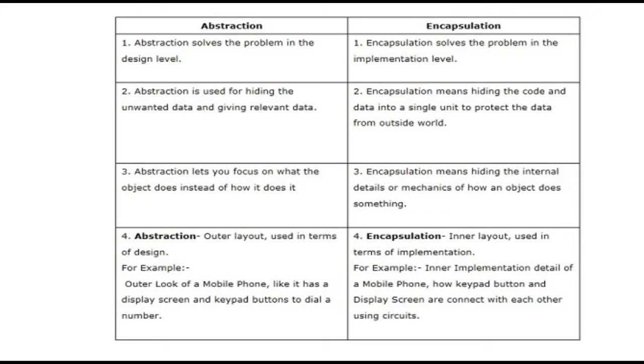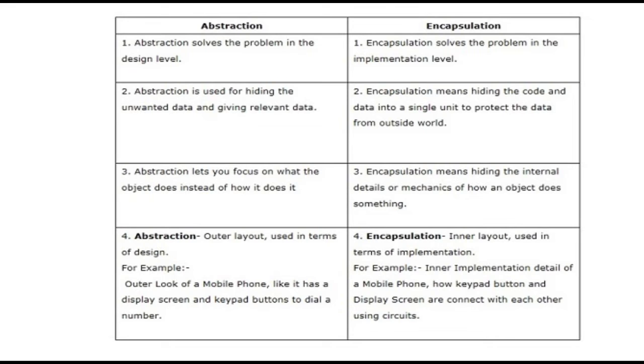Here is the main difference between abstraction and encapsulation. Abstraction solves the problem at the design level, whereas encapsulation solves the problem at the implementation level. Abstraction is used for hiding the unwanted data and giving the relevant data. Encapsulation means hiding the code and data into a single unit to protect the data from the outside world.